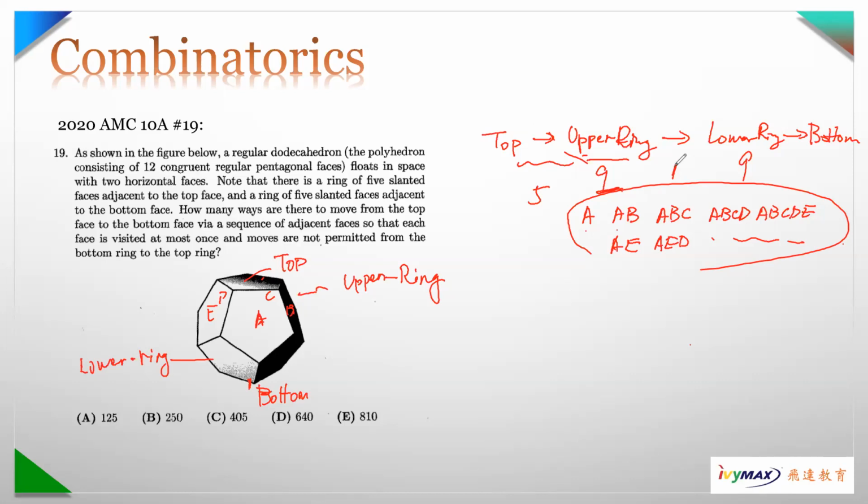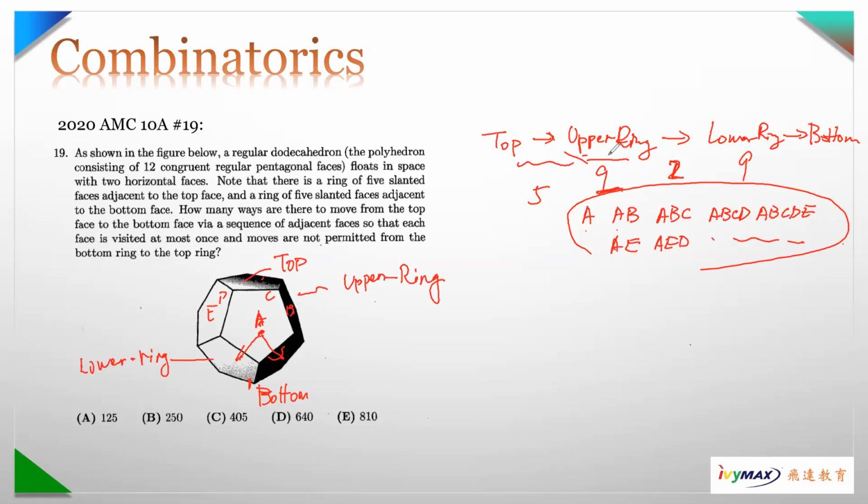Actually here it should be 2. Think about that. If you finish the wandering in the same ring, let's say when you need to jump from A to the lower ring, you can either jump here, right, or you can jump to the right. So for each case, they actually have 2 options to jump from the upper ring to the lower ring. Hopefully I make this clear.